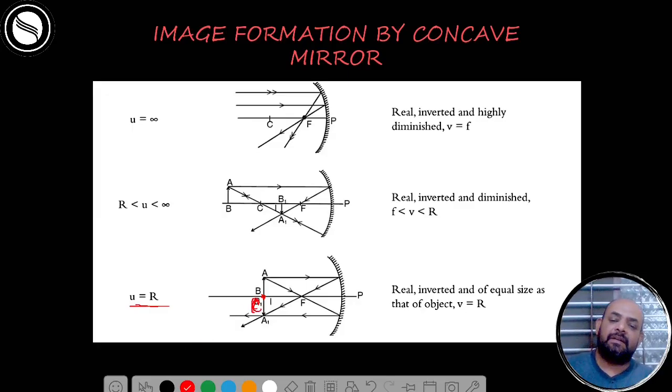When you place the object at the center, the first ray, as usual, will be parallel to the principal axis and it will pass through the focus.